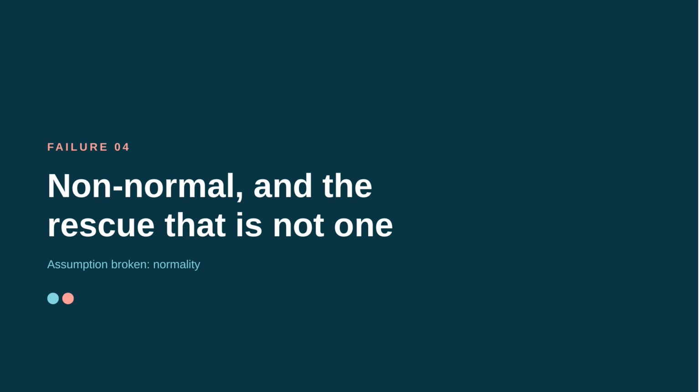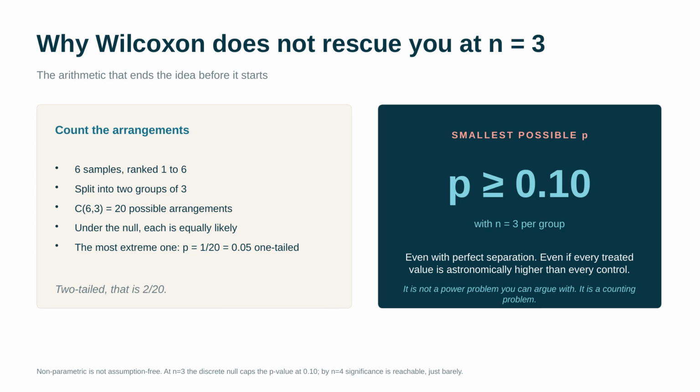Failure 4. And this one is about the escape route people reach for. So the data is not normal. The standard reflex is to reach for a non-parametric test. Drop the t-test, run a Wilcoxon rank sum, problem solved. Except it is not, and here is the arithmetic that ends that idea.